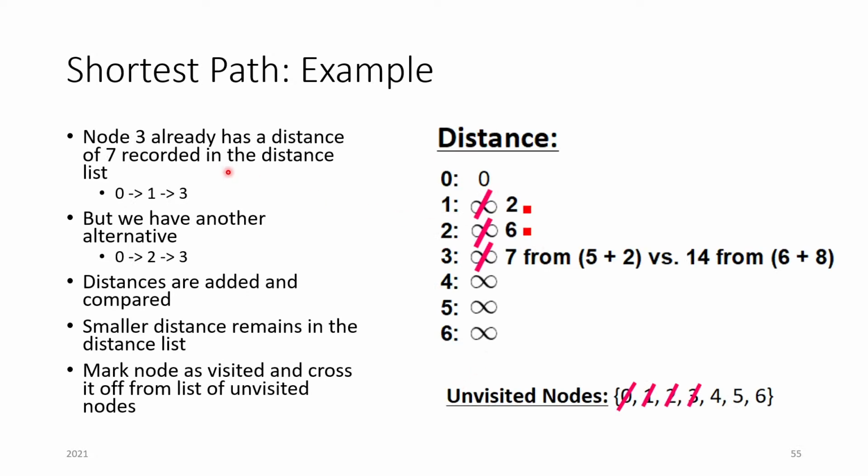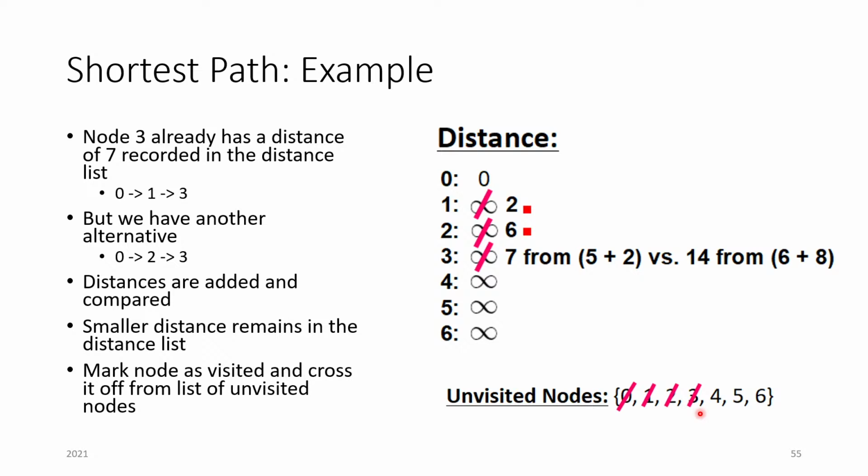So we already had an initial distance that we updated in the list, which was from 0, 1, 3 in our nodes, giving us 7. And that distance here was 5 plus 2. We had the other alternative, which was 0, 2, 3, which was basically adding 6 and 8, and that gave us 14. And when we compare those distances, we see the 0, 1, 3 path here is shorter than the 0, 2, 3 path. So that's why we ended up with the distance of 7. The smaller distance will remain in the distance list from our initial estimate that we did in the previous step.